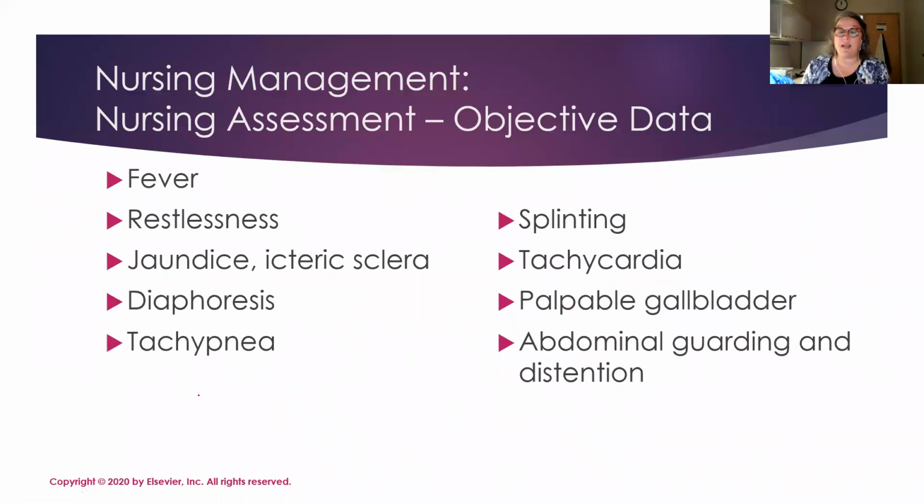From objective data, that's the data we gather, right? We're going to take a temperature. Are they feverish? How are they behaving? Are they restless because they're in pain? Are they sweating? Do they have diaphoresis? Are they breathing really shallow, really fast? Do they have jaundice? Do they have icteric sclera? Yellow eyes, jaundice in your eyes, icteric sclera, jaundice, yellowing of the skin.